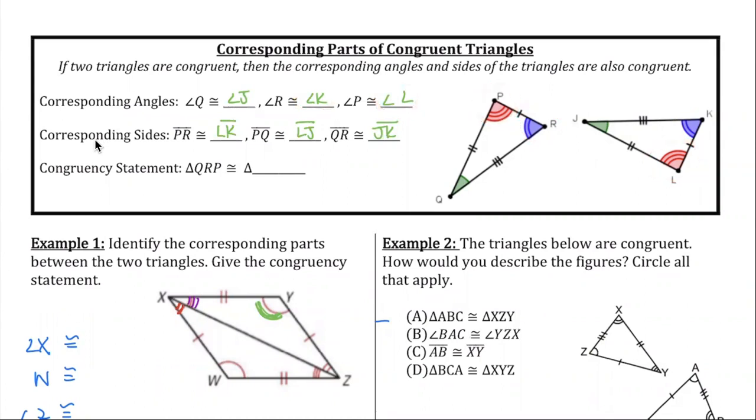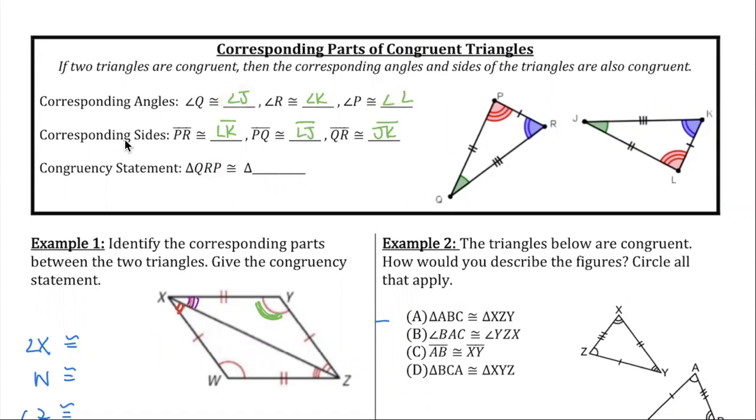Now, if we have corresponding parts of congruent triangles, one of the other things that we can do is write something called a congruency statement. And this is where we kind of match up all of the angles that end up being congruent to the other pieces. So if I look at the angles that are listed, we have Q, R, and then P. So whatever I list in these next 3 spots have to be the angles that are congruent to those angles in that order. So whatever is congruent to angle Q, that's going to go first.